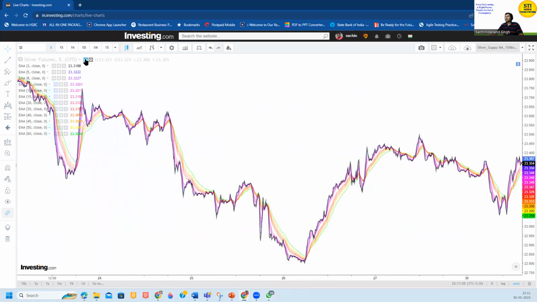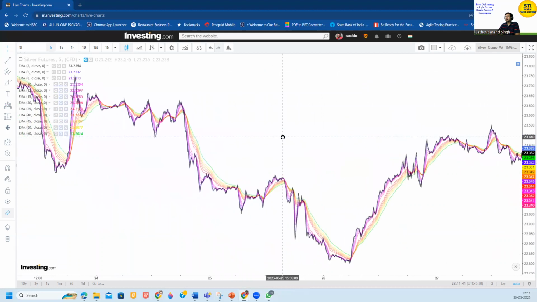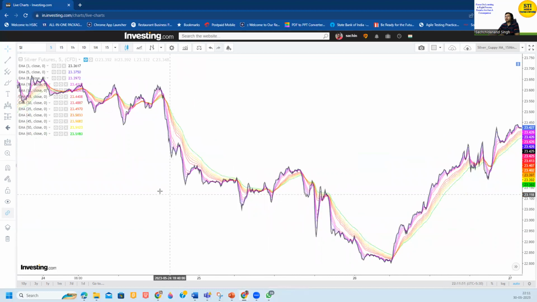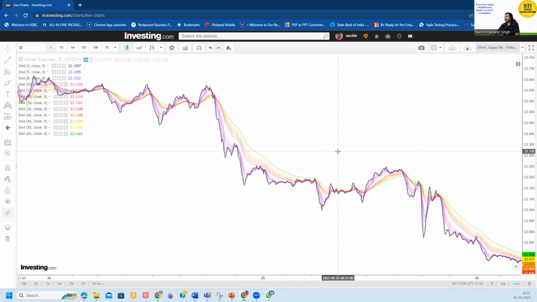I am removing the overall candlestick pattern itself. These are just moving averages from 3 to 60. So there is one trading concept just by applying the moving average or EMA. And there are so many. There was this great guy whose surname was Guppy, and he discovered this kind of thing. Basically, I have applied this Guppy on silver.